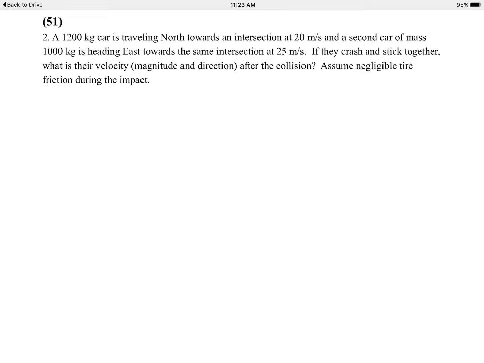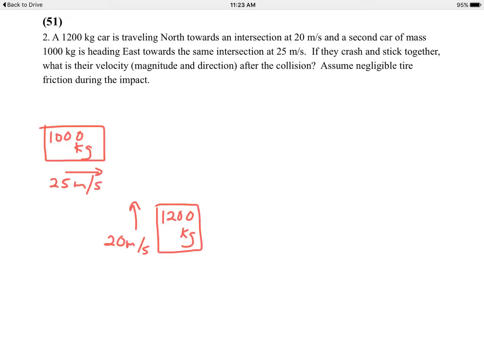We have a car of 1,200 kilograms. Let me draw this. Overhead view of the 2 cars. The bigger car, the 1,200 kilogram car, heading north towards the top of this page at 20 meters per second, and the 1,000 kilogram car heading east at 25 meters per second. They're going to crash at an intersection. So this is the before.